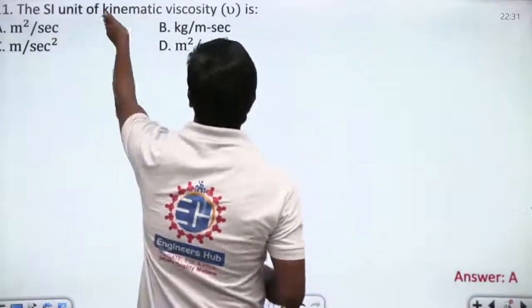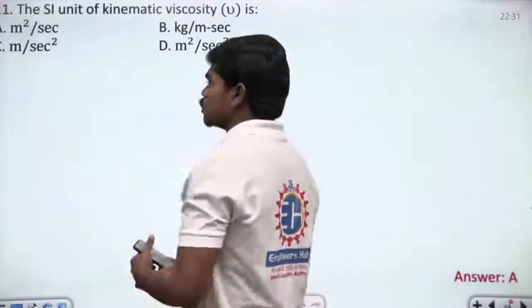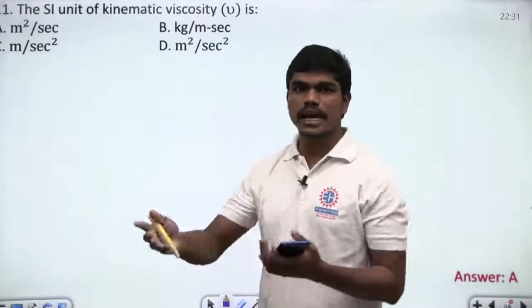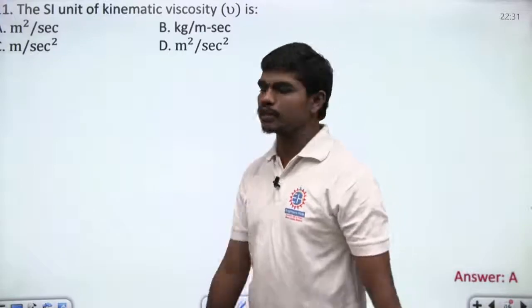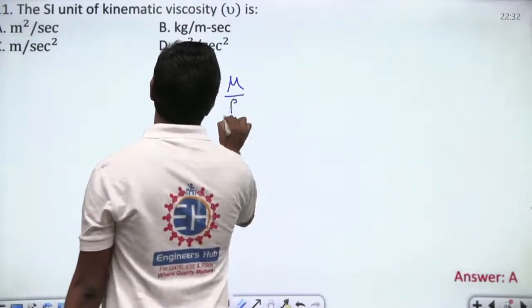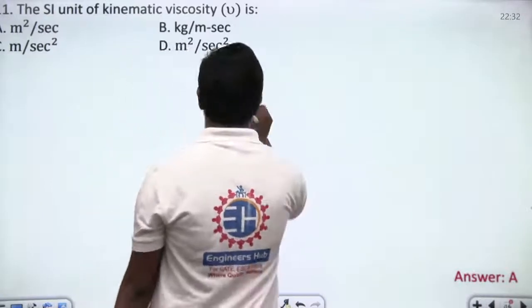The SI unit of kinematic viscosity nu is? So what is the SI unit? I told you clearly, in case of kinematic viscosity, SI units and MKS units both are same. So kinematic viscosity is nothing but mu by rho. I have already shown this for you in class. So let me show that once again.